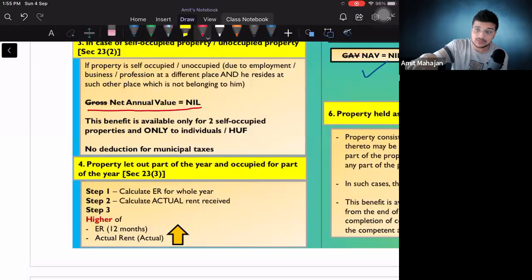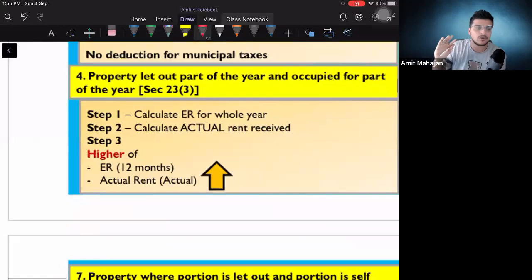If you are only occupying that property, situation 4. ये फंडा है पॉइंट नंबर 4 का. और ये पॉइंट नंबर 4 में सीधा क्या बोला उन्होंने? Calculate expected rent for the whole year and calculate actual rent received. So can I say this is going to be expected rent is for 12 months and actual rent is going to be for 10 months in this case?